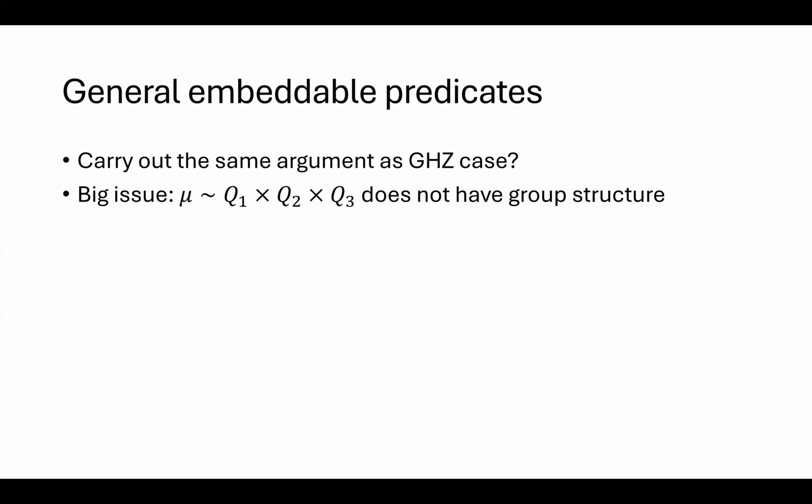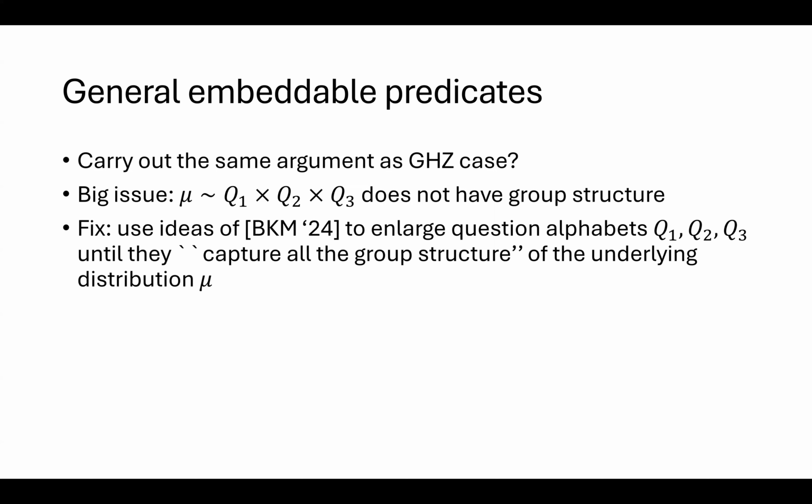Can we carry out the same argument as the GHZ case in our setting? The big issue is that the distribution mu over Q1 cross Q2 cross Q3 does not have group structure, while the GHZ game has significant group structure. The fix is to use ideas of another work of Bhangale, Khot, and Minzer to enlarge the question alphabets Q1, Q2, Q3 until they capture all the group structure of the underlying distribution mu.